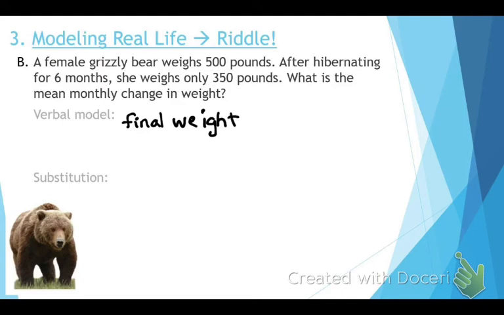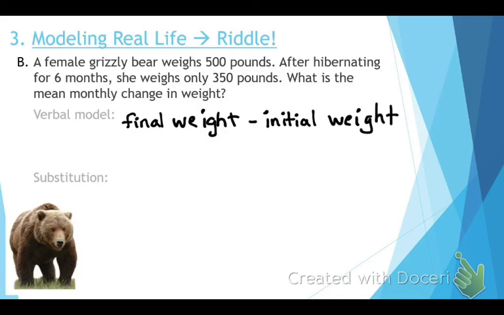Now, if problem B is going to be done the same way as problem A, can anyone help me to understand what you think I might need to write next for my verbal model? Initial weight. Not just initial weight. There's a little sign that's in there. That's the dash. Subtract. That dash means subtract. So final weight minus the initial weight. Remind me again, what does initial weight mean? The beginning.